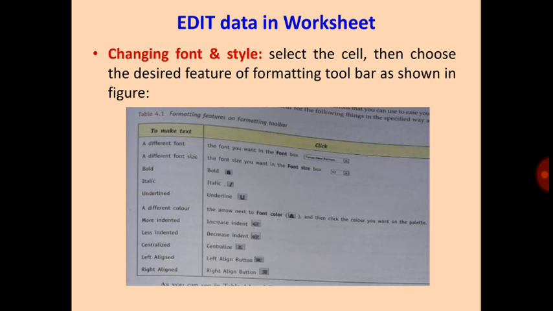Now, if you want to make changes in font and style, we just have to select the cell, then choose the desired feature of the formatting toolbar as shown in the figure. So either we can make the selected cell bold, italic, underline, or we can make color changes, font changes. We can also align the cell entry right, left, or center.